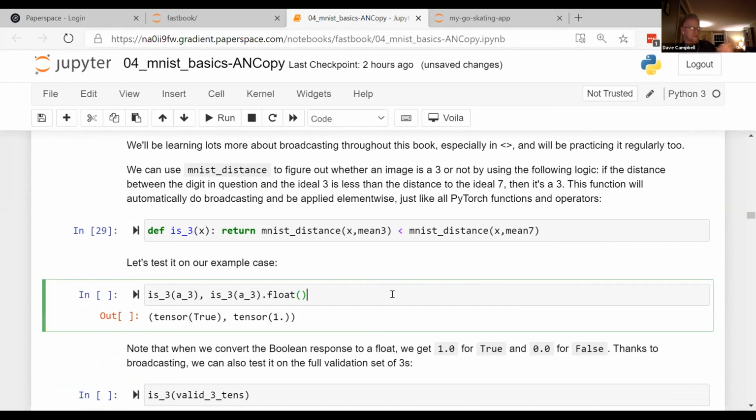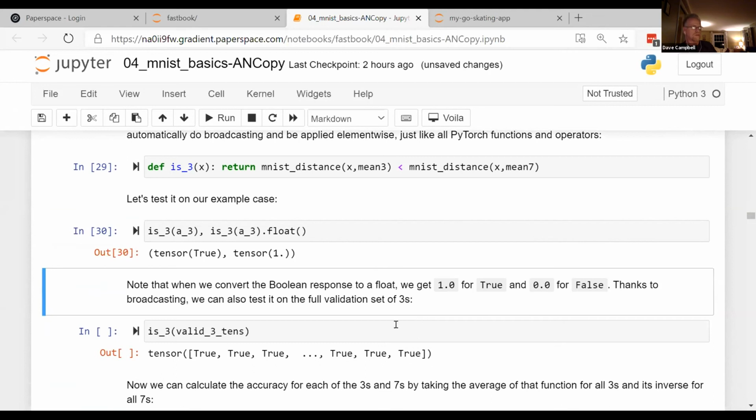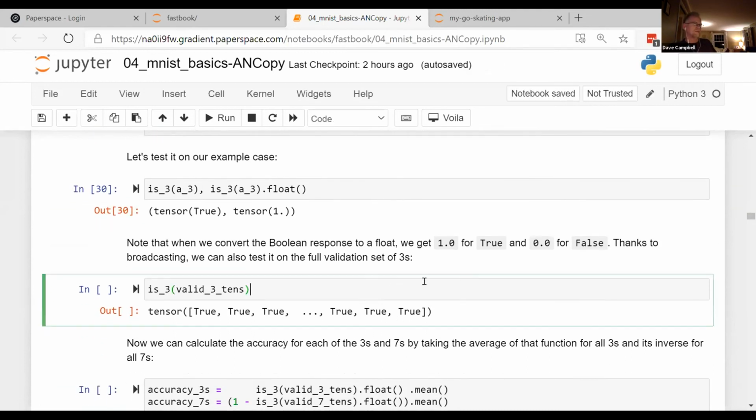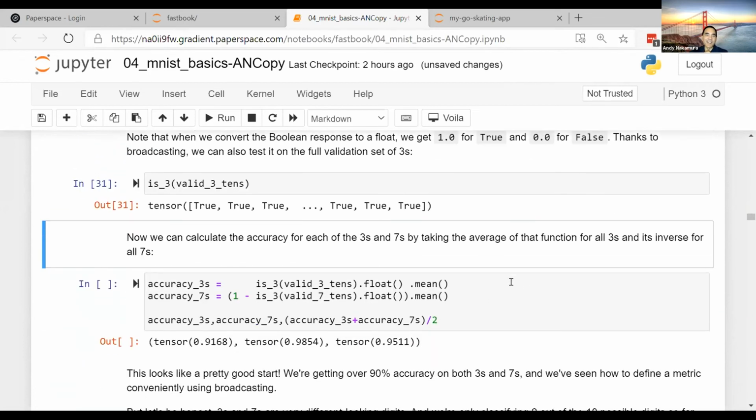And then converting the true to a tensor or to a float. Oh yeah, this is some fancy footwork here. I think I'm going to have to watch this several times.